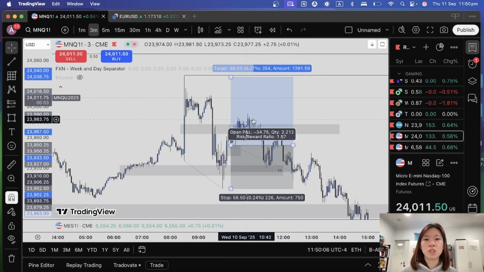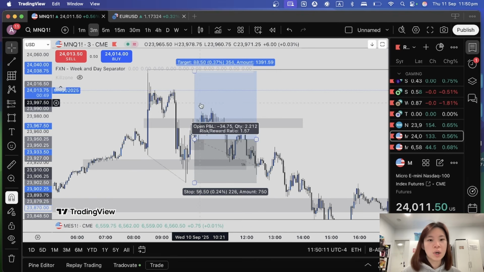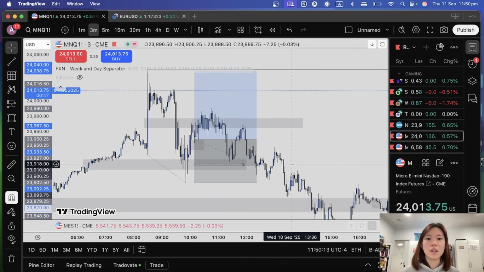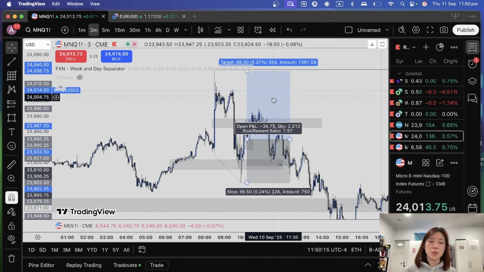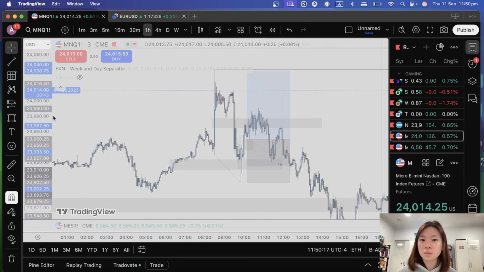And as price was pushing up, I thought this is probably going to win, so I wasn't really too concerned, but price ended up just chopping and then going down. I was pretty confused as to why that happened.